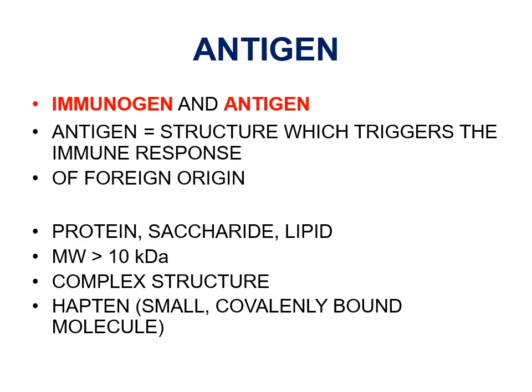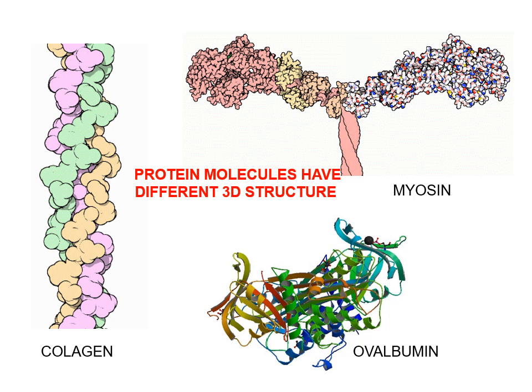Antigen. What is an antigen? We have two terms, immunogen and antigen. An antigen is a structure which triggers the immune response, usually of foreign origin. It is quite often a protein, saccharide, or lipid, and the molecular weight is supposed to be more than 10 kilodalton, usually of complex structure. There can also be a hapten, which is a small, covalently bound molecule on a bigger structure.